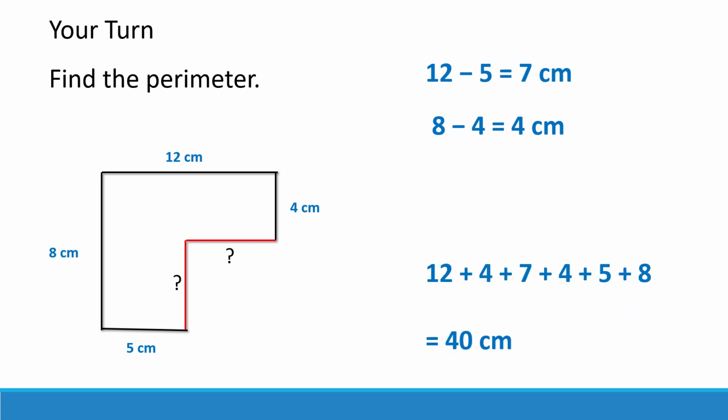Now add all the outside side lengths together. 12 plus 4, plus 7, plus 4, plus 5, plus 8. That equals 40 centimeters. So the perimeter of this compound shape is 40 centimeters.